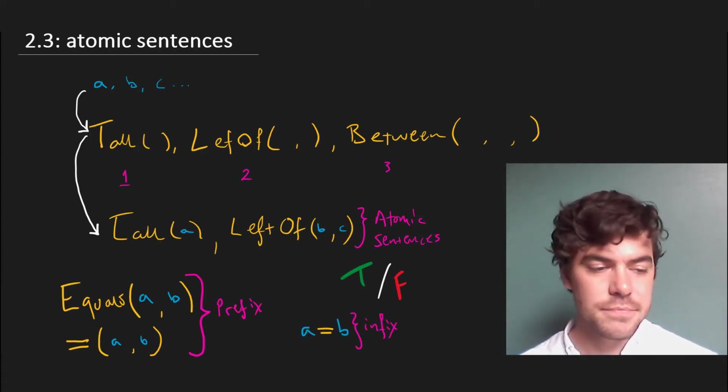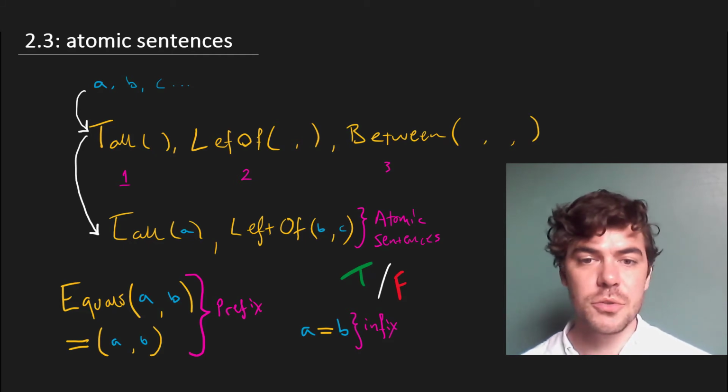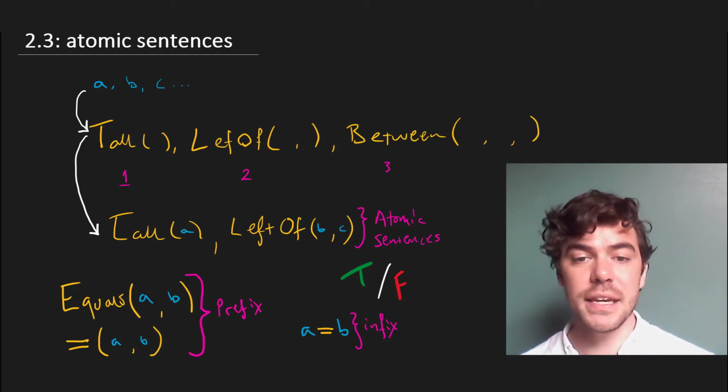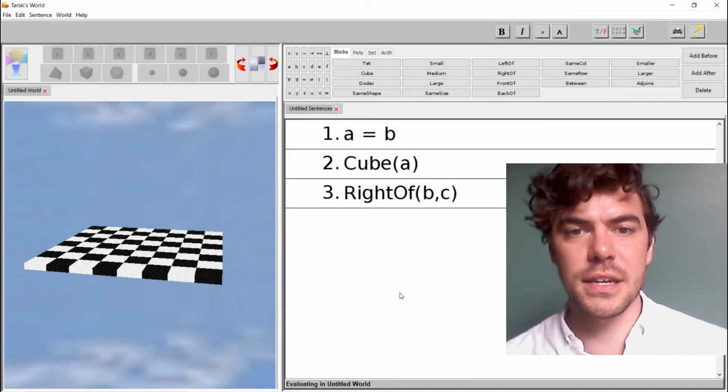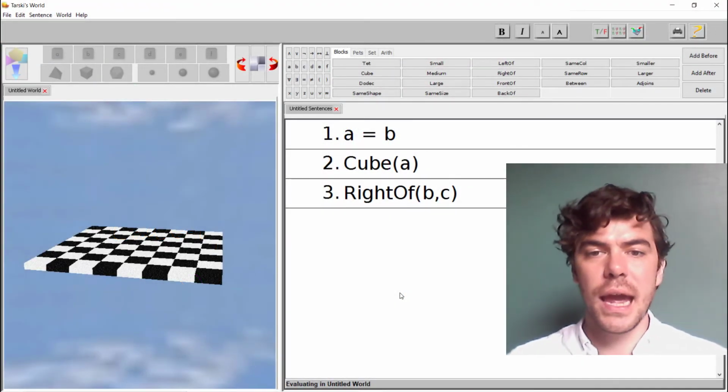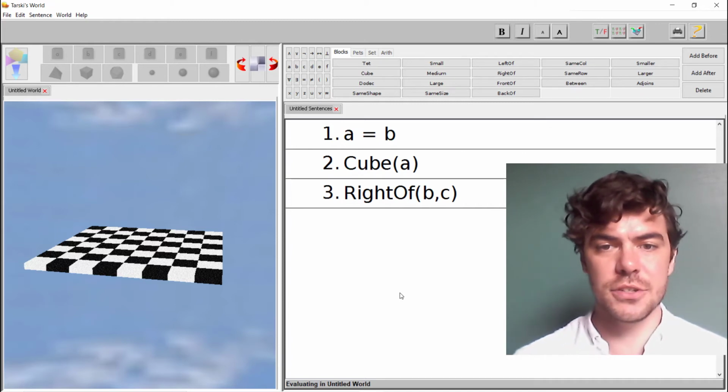And that's it. I want to wrap this up by turning to Tarski's world and just giving an example of making sentences true. So here are three atomic sentences: A equals B, A is a cube, and B is to the right of C.